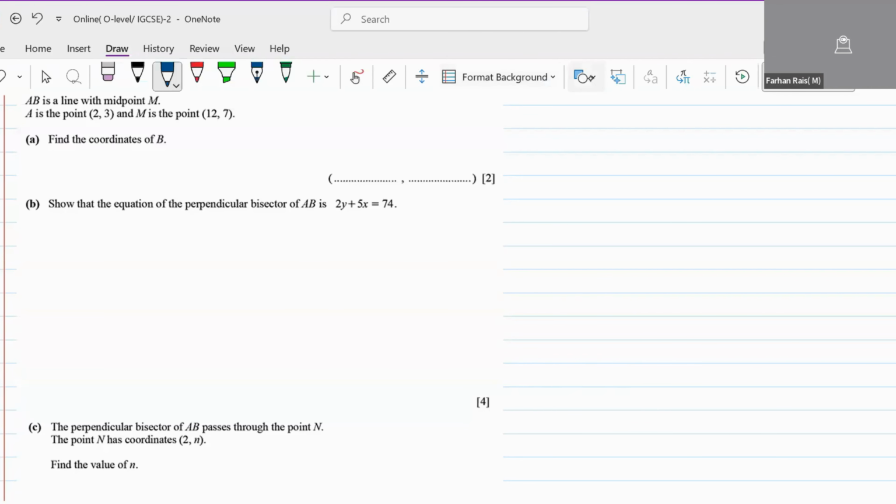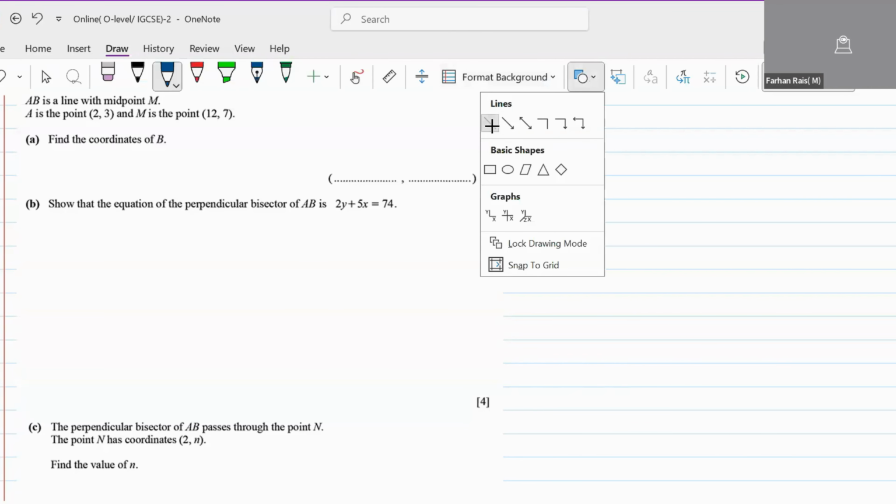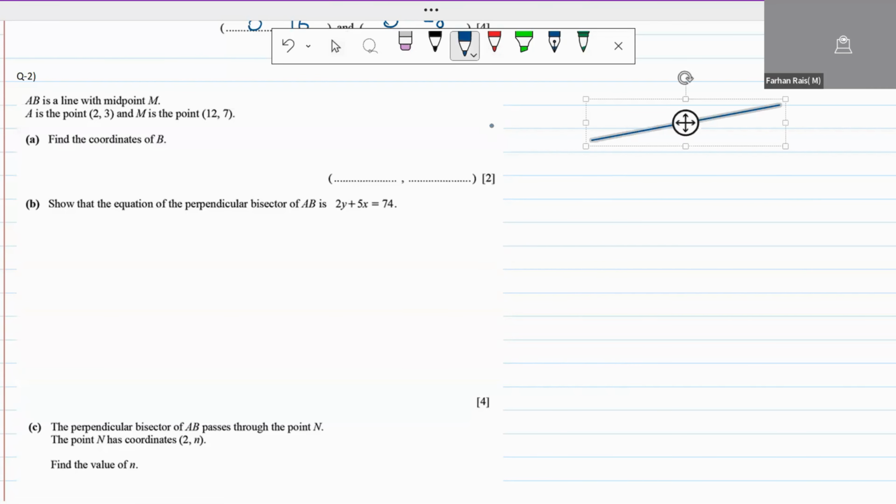Just to understand this situation, we'll draw a rough sketch. So we have been given the point A, which is (2, 3). Then there is another point B, which is the endpoint, and we don't know what this point is. M, the midpoint, is given, which is (12, 7).